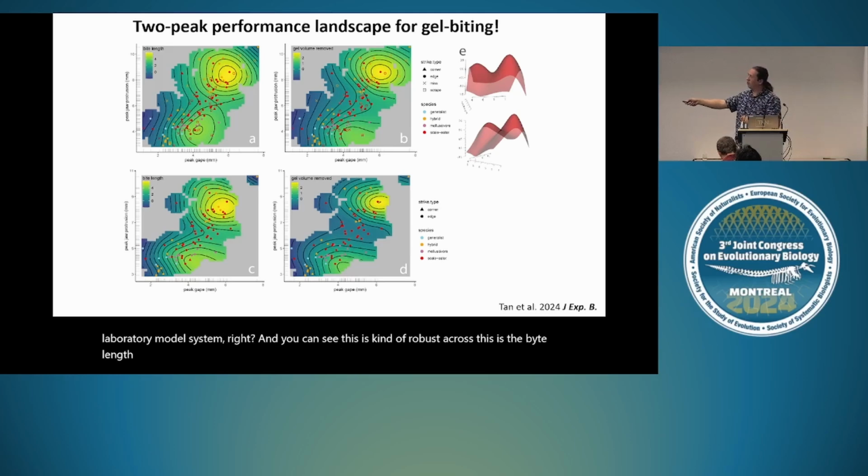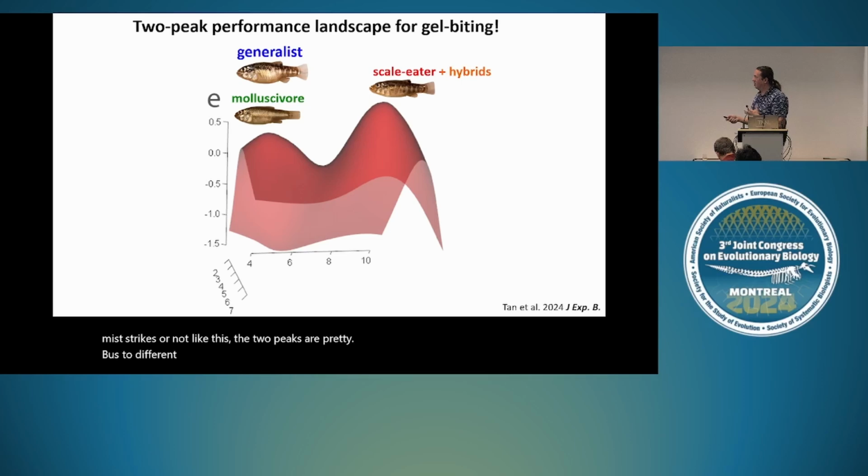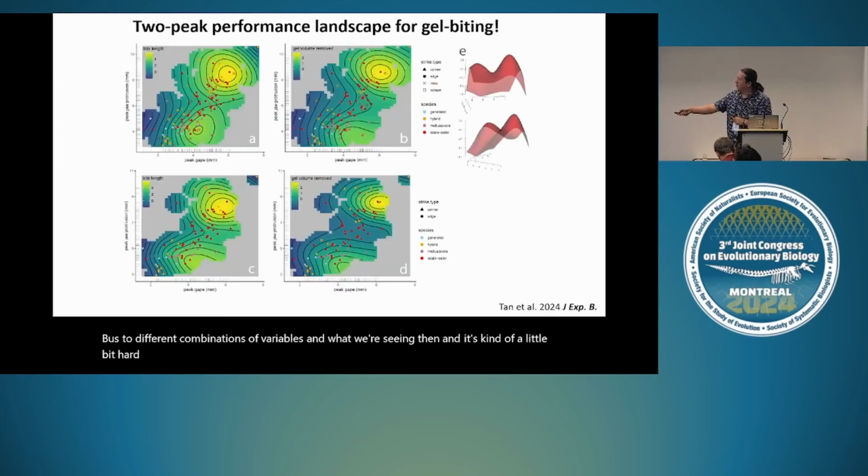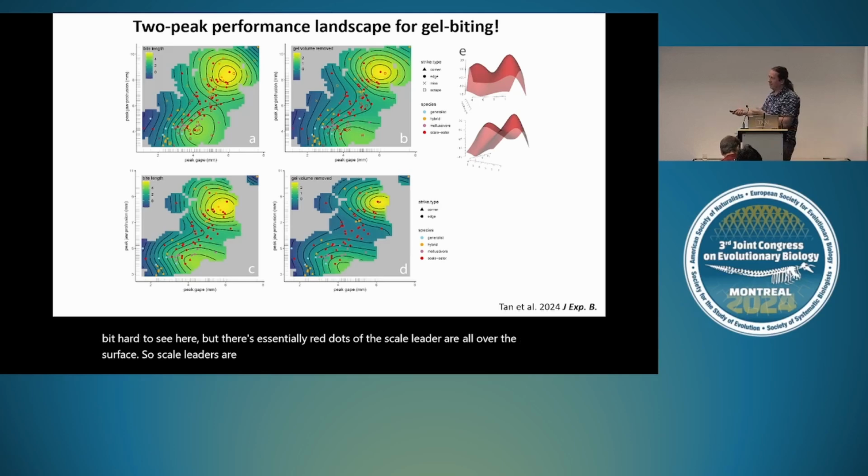This is the total gel volume removed on this side, and then whether we include the missed strikes or not. Like this, the 2 peaks are pretty robust to different combinations of variables. And what we're seeing then, and it's a little bit hard to see here, but there are essentially red dots of the scale eater all over the surface. So scale eaters are performing strikes that are within the range of both of these peaks.